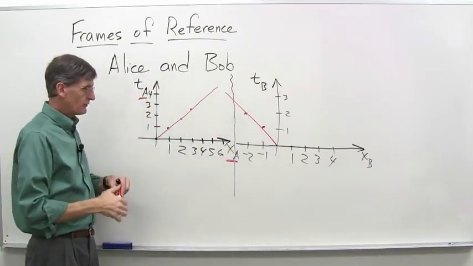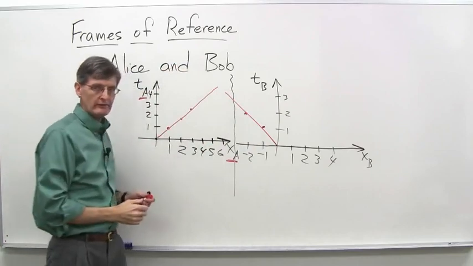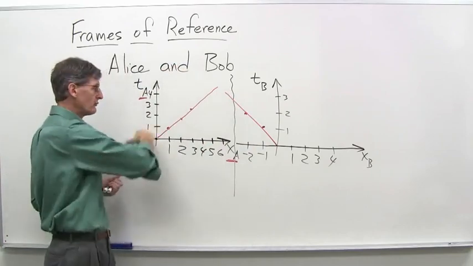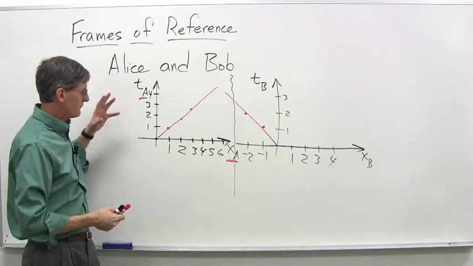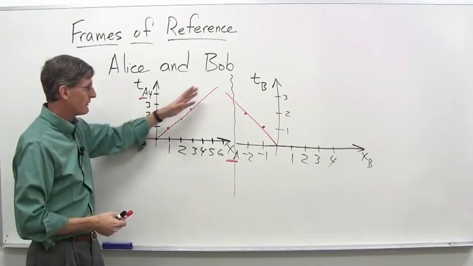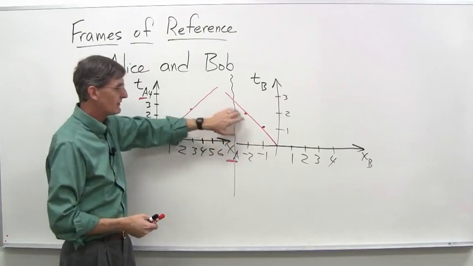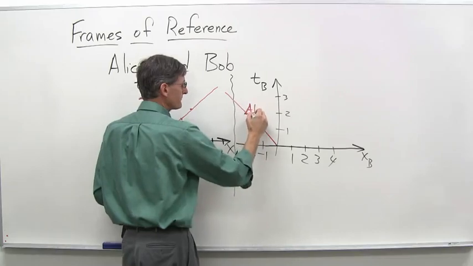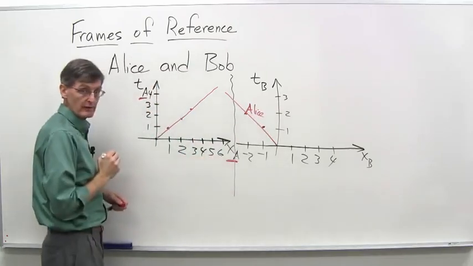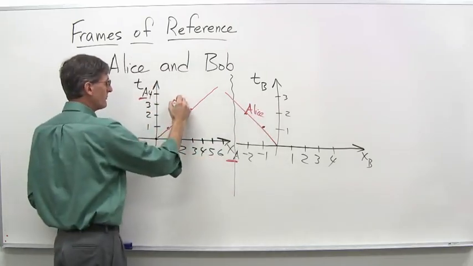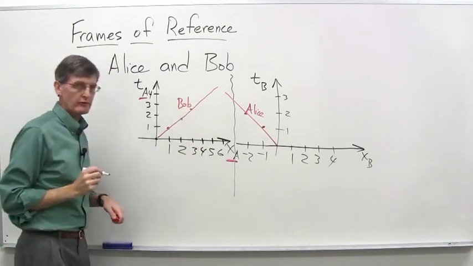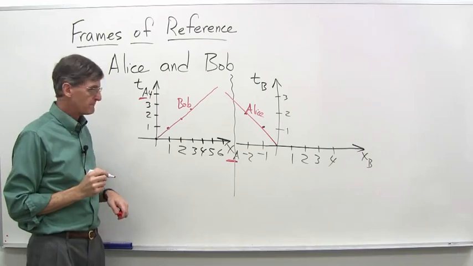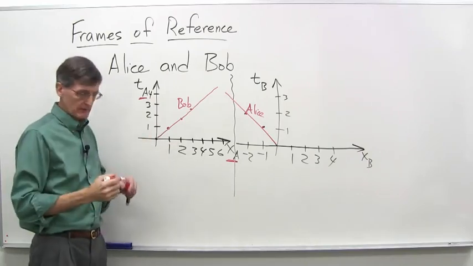In other words, it's just pointing in different directions. It points to the left. This one points to the right because, as far as Alice is concerned, Bob is moving to the right. As far as Bob is concerned, Alice is moving to the left. And just to indicate this is Alice from Bob's perspective, from his frame of reference. And this is Bob from Alice's perspective. One moves to the left, one moves to the right.